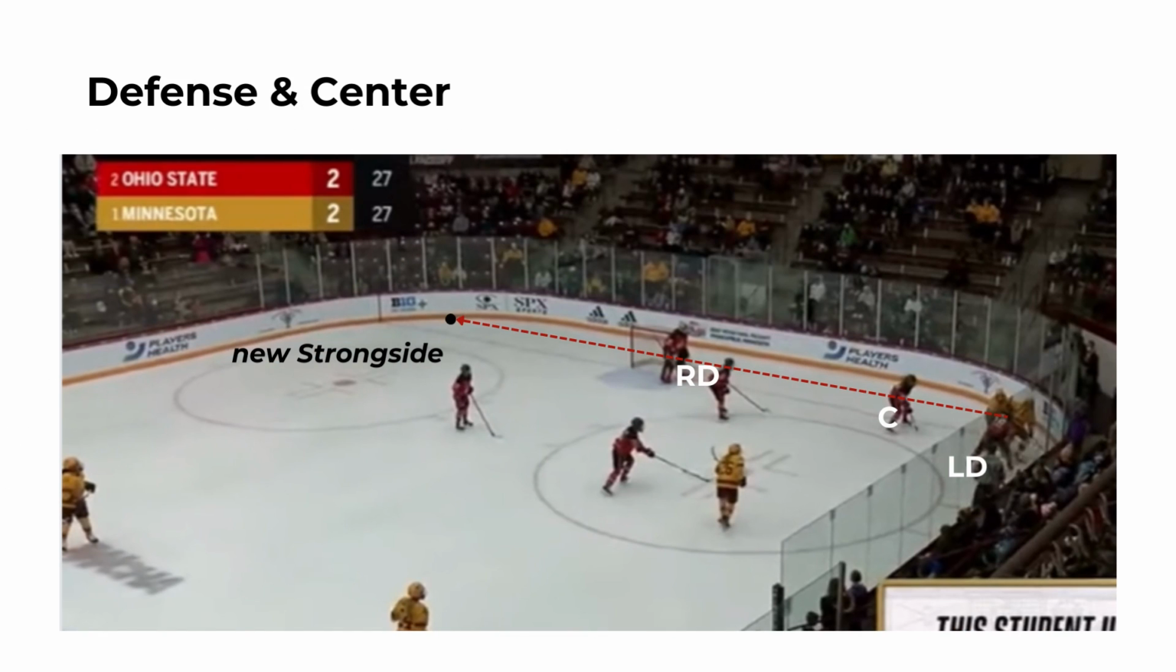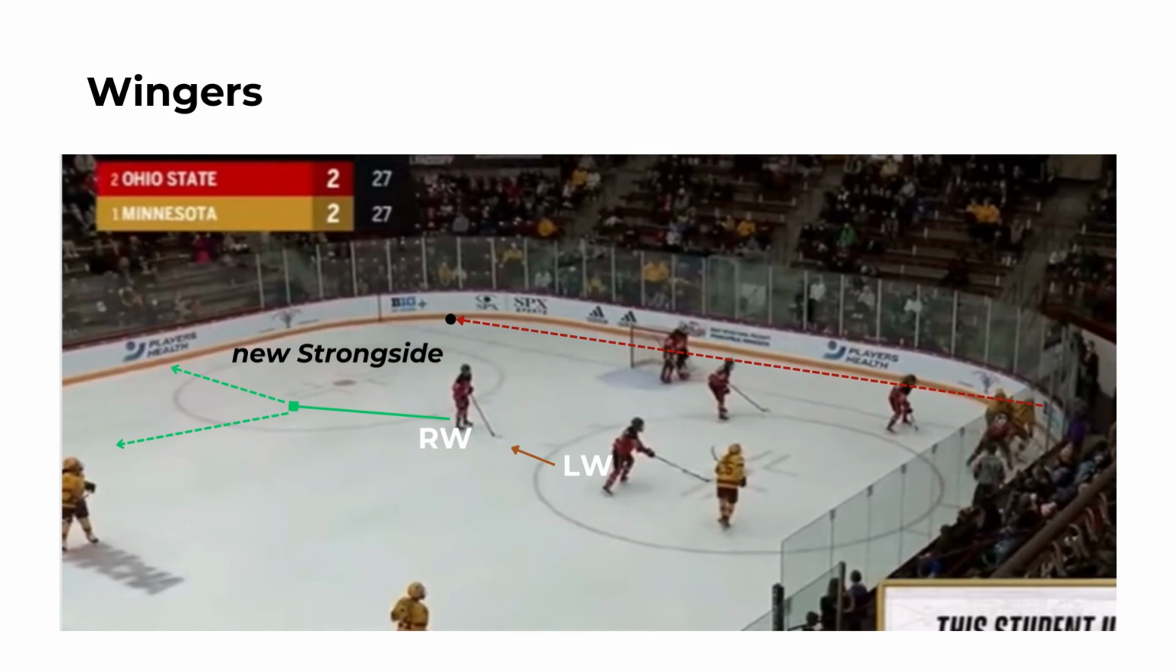Here we're going to focus first on the defense and the center. The puck is in the corner and the red dotted line shows the puck moving to the opposite corner, which creates a new strong side. In this situation, the right D, who was the weak side D, is now the strong side D and is responsible for challenging the puck in her quadrant. The center will move to support the new strong side D, finding a good position between the puck and the net. And the left defenseman, who was the strong side D, is now in the role of the weak side D and is responsible for rotating over to cover the front of the net.